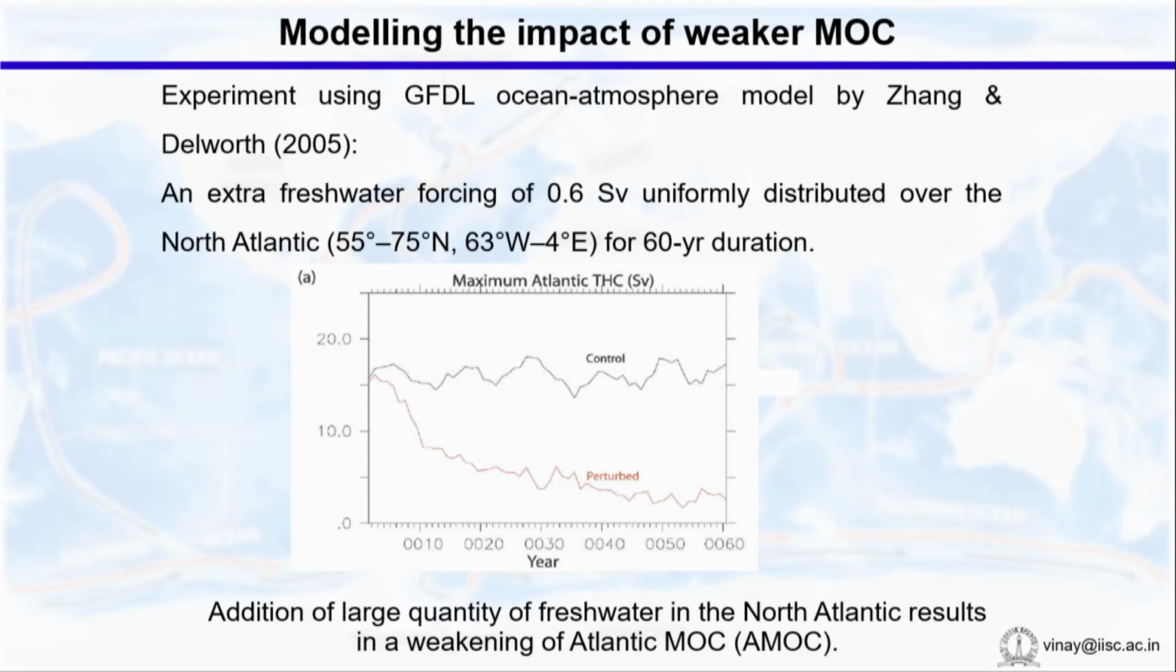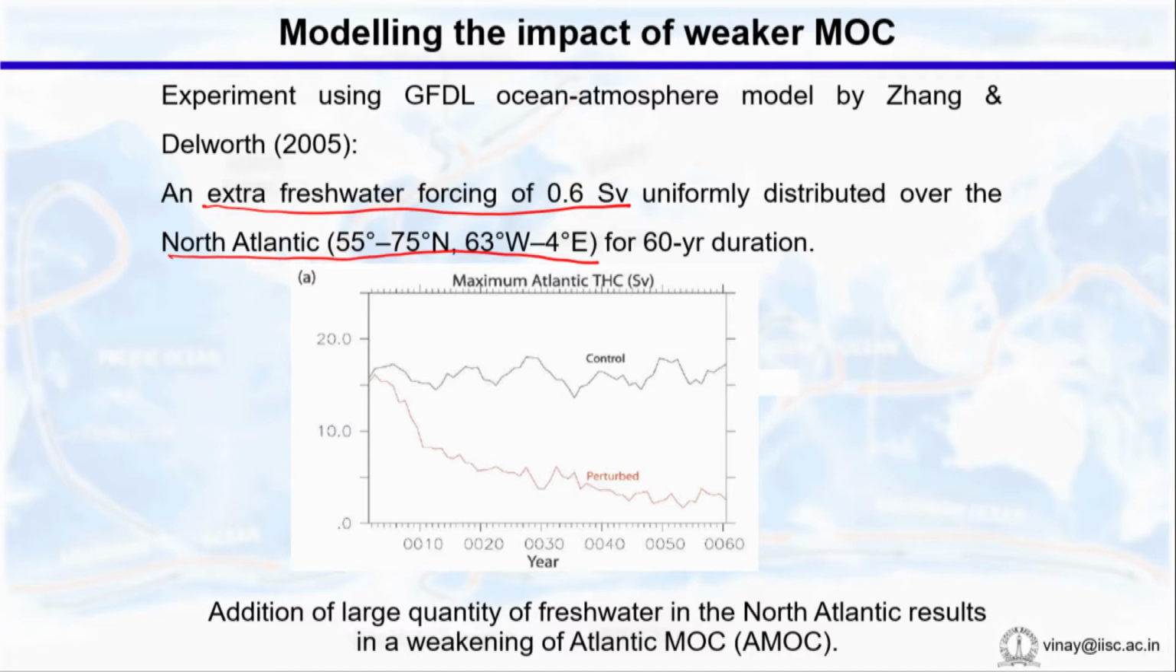In one experiment, the model was run using present day conditions. In another experiment, they wished to isolate the impact of increased freshwater supply into the northern Atlantic. In order to achieve this, what they have done is to add an extra amount of fresh water into the North Atlantic in the region between 55 to 75 degrees north and 63 degrees west to 4 degrees east. And this addition of extra fresh water was done for a period of roughly 60 years.